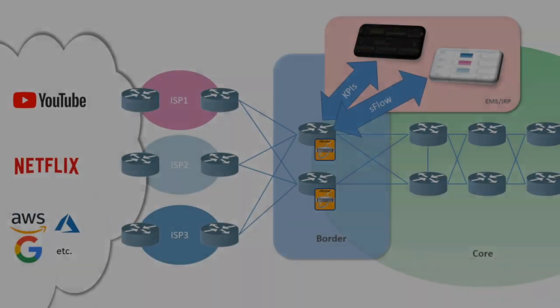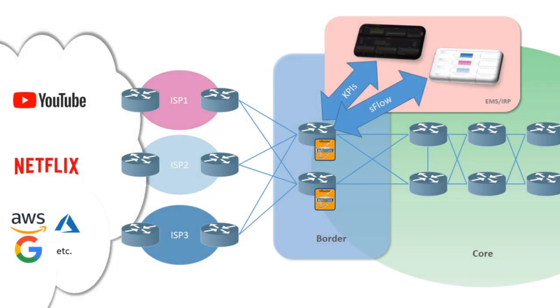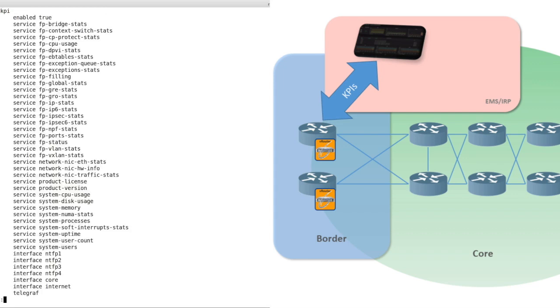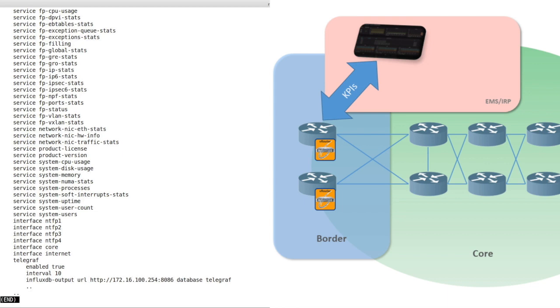Let's now review the monitoring and analytics mechanisms used in this demo. The vRouter is connected to the ISP's EMS. We can review the configuration of the KPIs that are retrieved from the system and sent to the time series database of the EMS. These include product information such as license and version, system information such as CPU or memory usage, networking statistics, and others. These KPIs are periodically exported to an InfluxDB time series database and will be displayed in the Grafana dashboard as we will see in a few seconds.